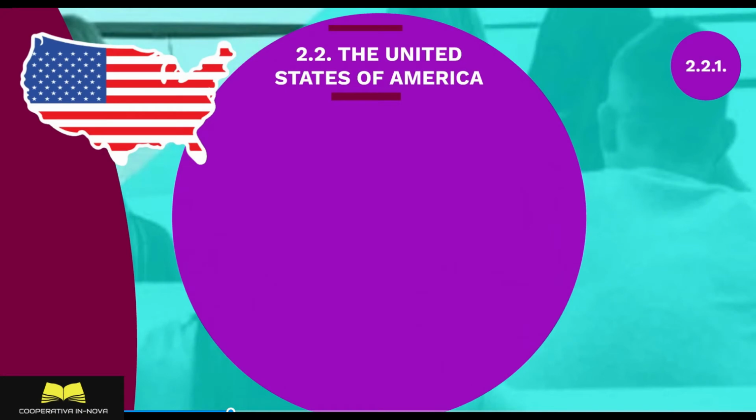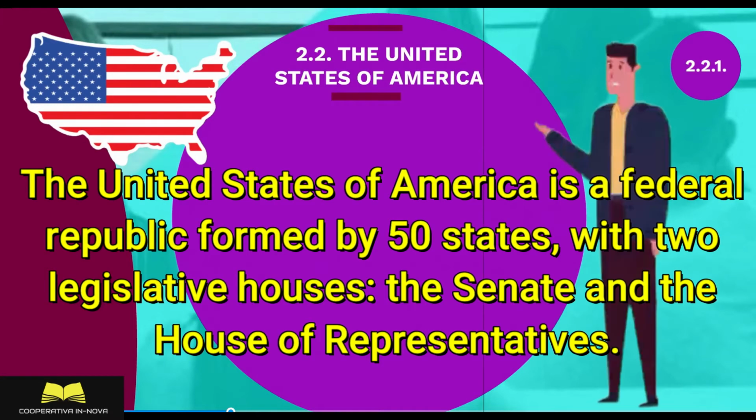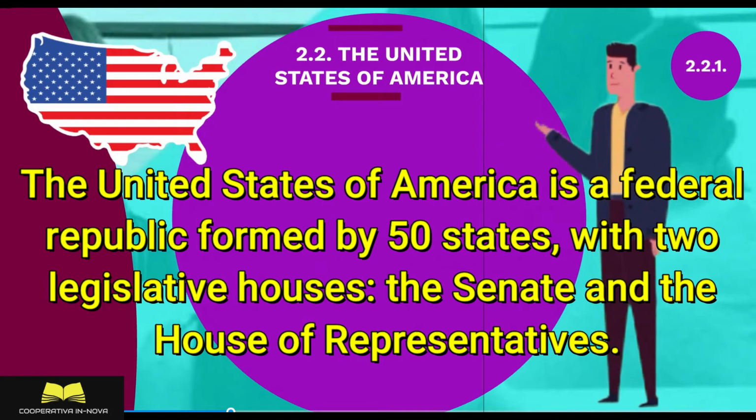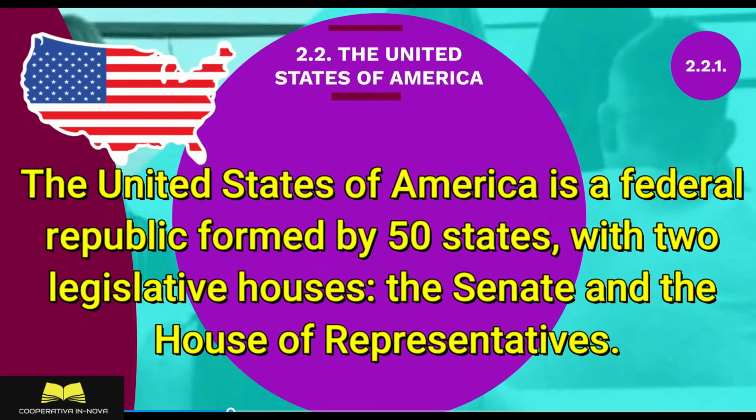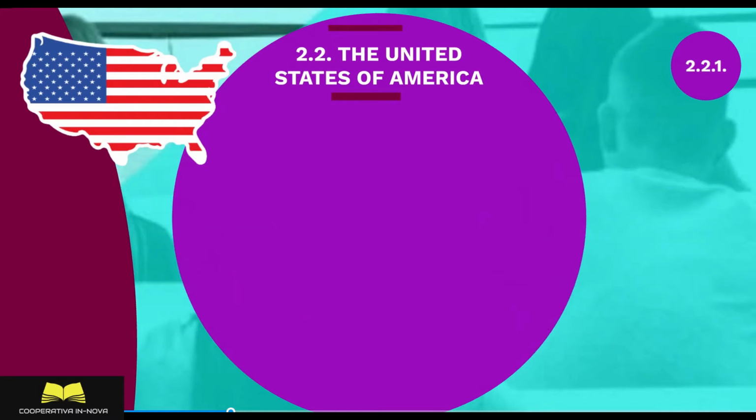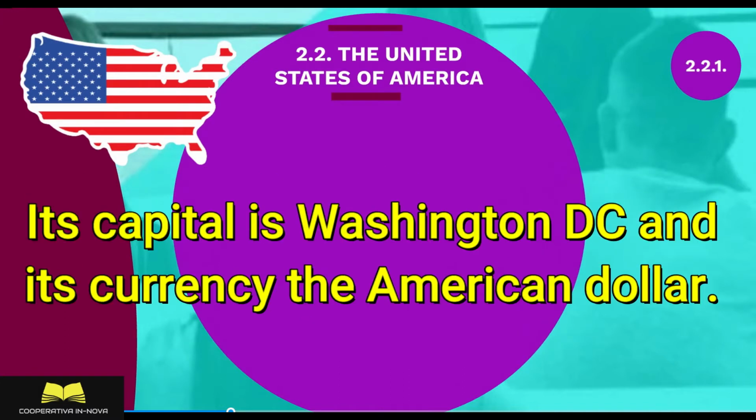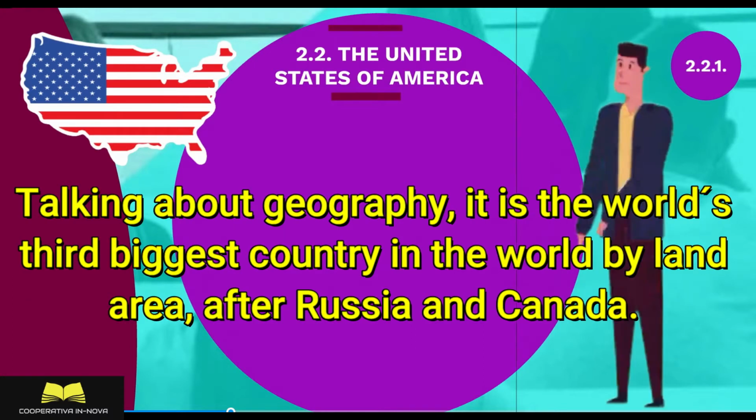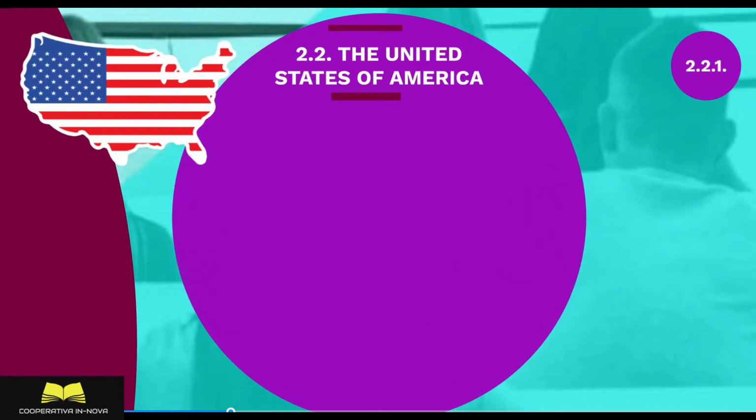2.2 The United States of America. The United States of America is a federal republic formed by 50 states, with 2 legislative houses, the Senate and the House of Representatives. Its capital is Washington, D.C., and its currency the American dollar. Talking about geography, it is the world's 3rd biggest country in the world by land area, after Russia and Canada.